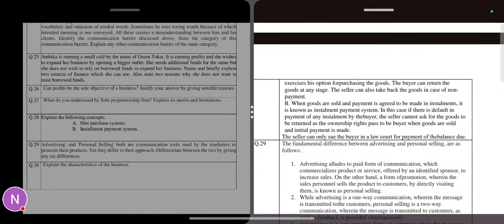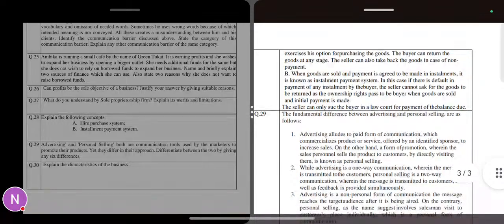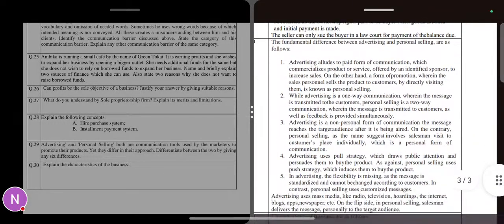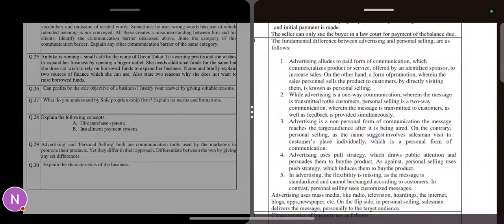Advertising and personal selling both are communication tools used by marketers to promote their product, yet they differ in their approach. Differentiate between the two by giving any six differences. So advertising alludes to the paid form of communication which commercializes a product or service offered by an identified sponsor to increase sales. On the other hand, a form of promotion wherein the salesperson sells the product to the customer by directly visiting them is known as personal selling.